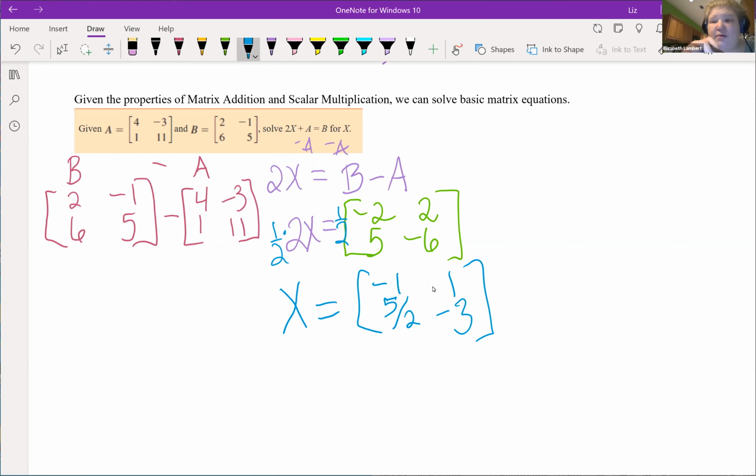Now for this to work, A and B, because we had to add or subtract them, they had to be the same dimensions, and X came out to be the same dimensions as well. So in order for these kind of basic matrix equations to work, the dimensions have to match across the board. Same number of rows, same number of columns.